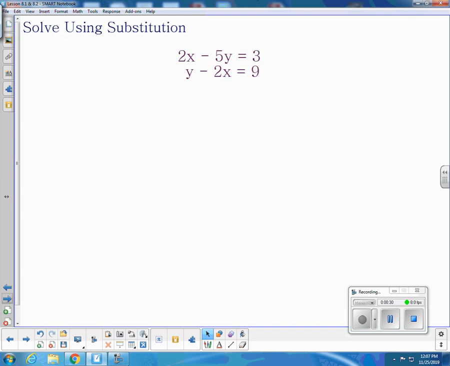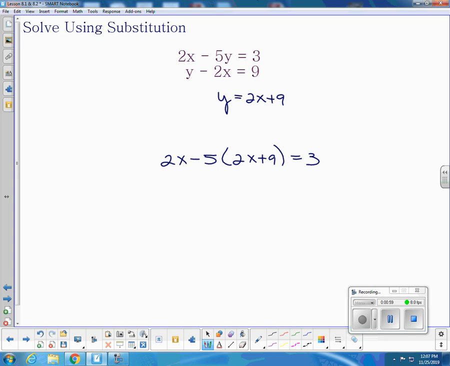Using substitution. The only time you should use substitution is if one of the equations has a variable either by itself or easily gotten by itself. So do you see the second equation? I can rewrite it real quick as y equals 2x plus 9. See that? And then we're going to say, well, if y equals 2x plus 9, in the top equation, I can replace the y variable with 2x plus 9. So now I have an equation just with one variable, and you would just solve it. Right? We can do this.